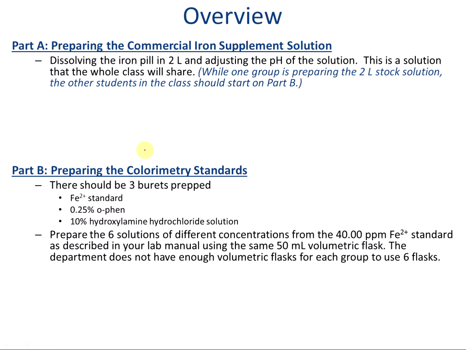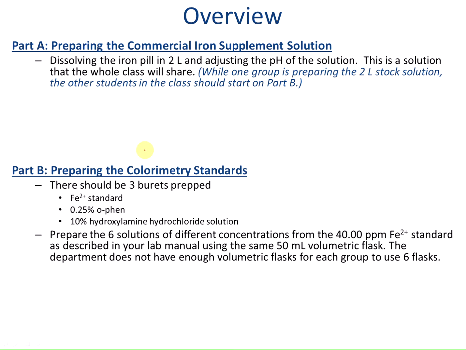So in part B, we're preparing the colorimetry standards. So those are those standard solutions that we know the exact concentration of the iron. And when we know the exact concentration of the iron, we can measure the absorbance of those solutions. So when we're preparing those standards, there should be 3 burets that are prepped. There's going to be the iron 2 plus standard, the 0.25% of the phenanthrene, because remember the phenanthrene is going to bind to the iron to make the nice orange color. And then the last buret should be the 10% hydroxylamine hydrochloride. Because remember that hydroxylamine hydrochloride is there to convert any iron 3 plus to iron 2 plus.